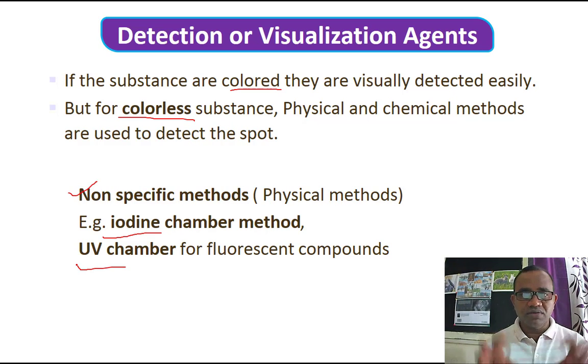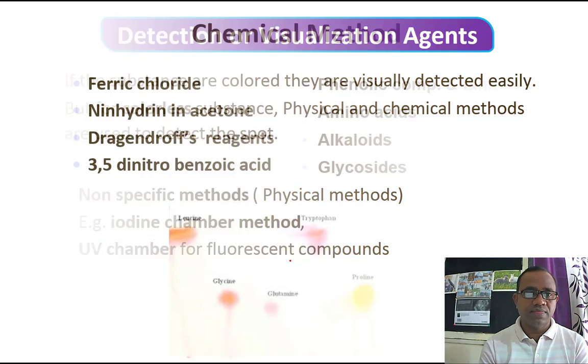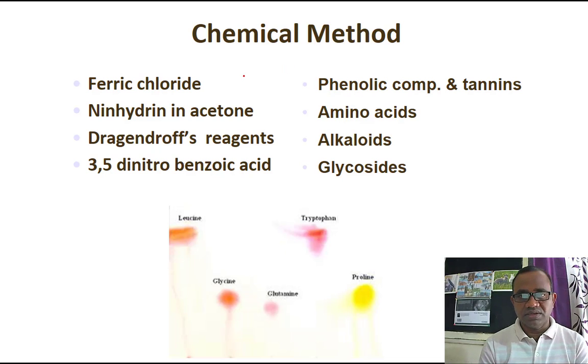In the chamber we put the iodine compounds. So iodine vapor generally attaches to the paper, and where the spots or the samples are, the iodine binds, reacts, and gives a colored product. In the case of fluorescent compounds, we put the whole chamber, the whole development setup, inside the UV light system. So UV light will create fluorescence on the paper, and the fluorescent band you can easily observe. Okay. So here are some examples. Generally we use them for different types of detections.